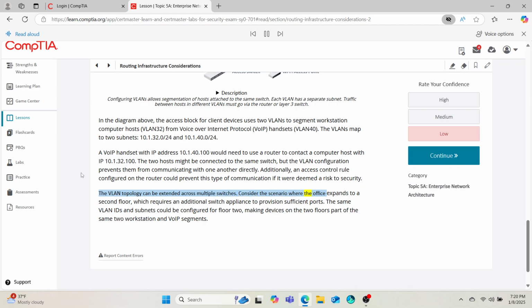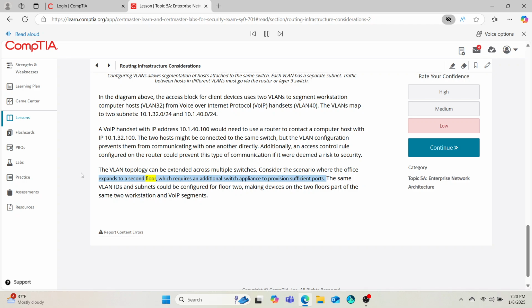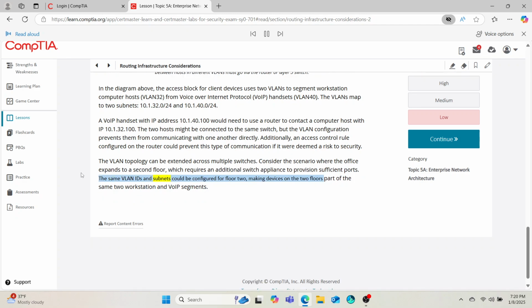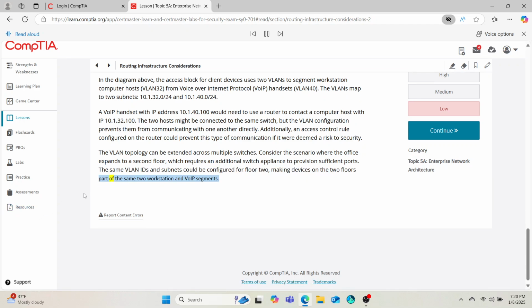Consider the scenario where the office expands to a second floor, which requires an additional switch appliance to provision sufficient ports. The same VLAN IDs and subnets could be configured for floor 2, making devices on the 2 floors part of the same 2 workstation and VoIP segments.